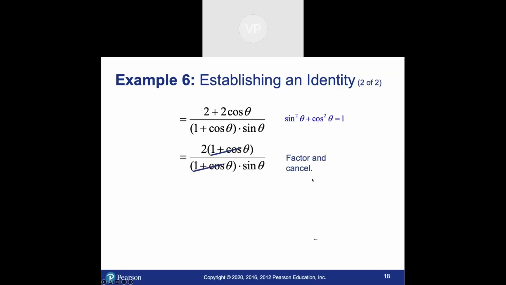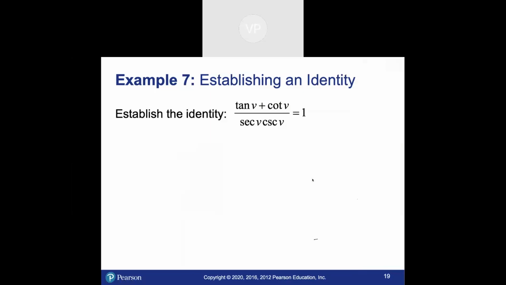Okay. So let's go up to the next one. We have another identity. We have to prove that all of this in this fraction equals the number 1.